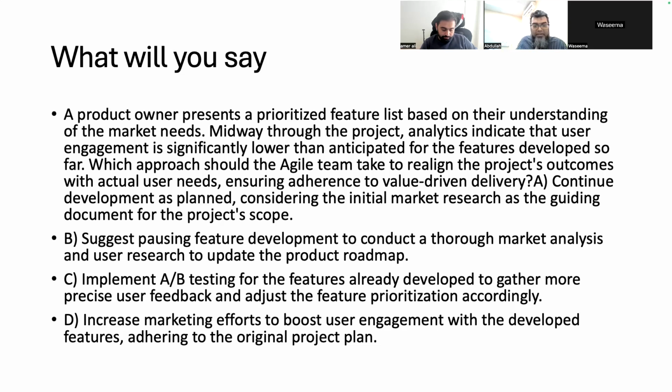B, suggest pausing feature development to conduct a thorough market analysis and user research to update the product roadmap. C, implement A/B testing for the features already developed to gather more precise user feedback and adjust the feature prioritization accordingly. D, increase marketing efforts to boost user engagement with the developed features, adhering to the original project plan. Let me see which approach should the agile team take to realign project outcomes.